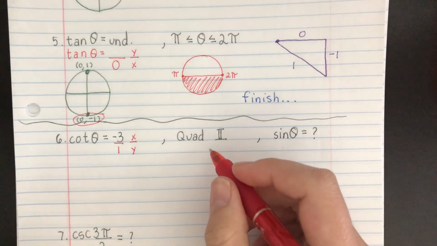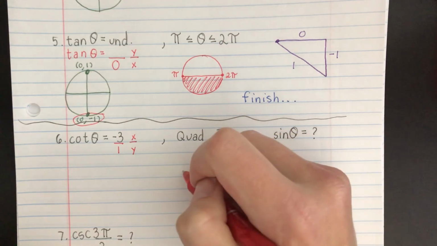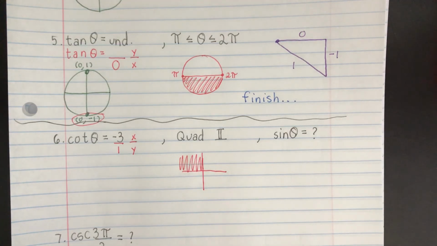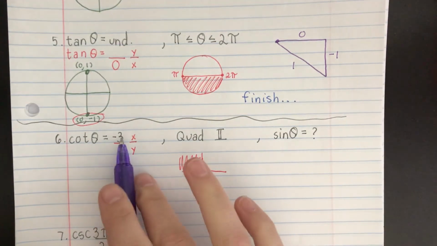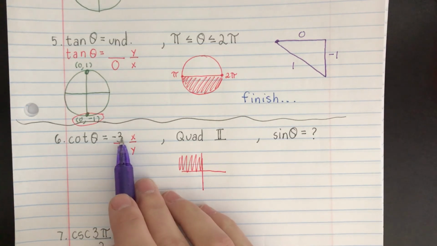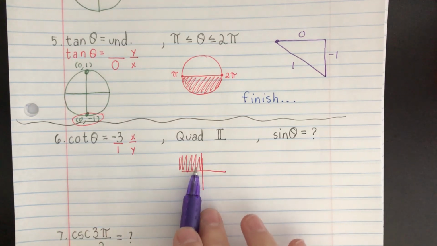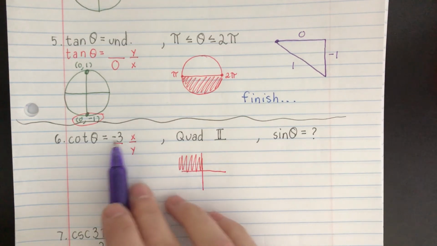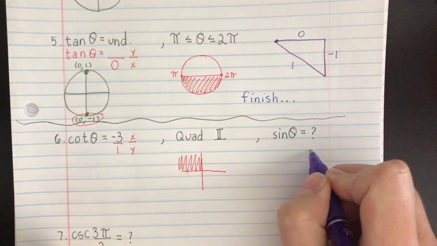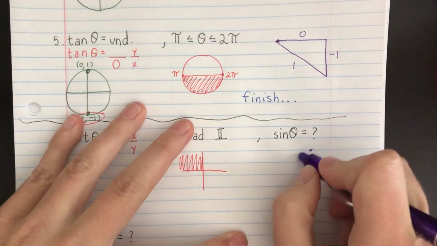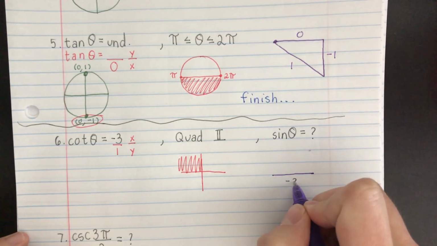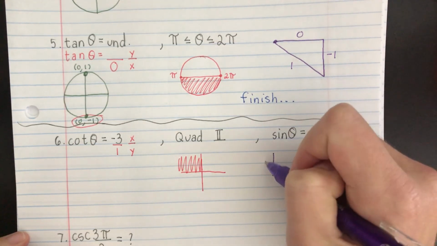Okay, we know our quadrant 2 looks like this. So let's think about our triangle. Here's the deal. This really could be -3 over +1, or it could be +3 over -1. But quadrant 2 tells us what it's got to be. It's got to be that x is negative and y is positive. So that helps us. So when we draw our triangle, -3 for x, y is +1.